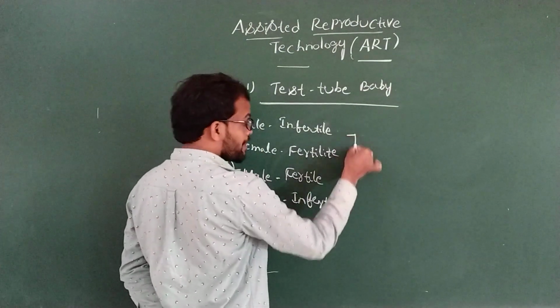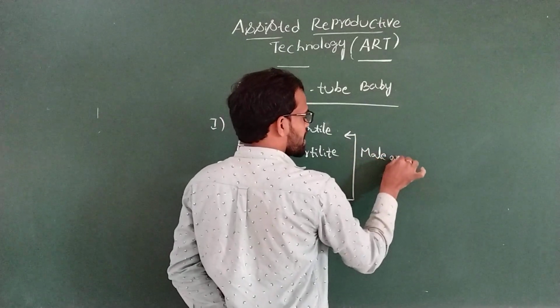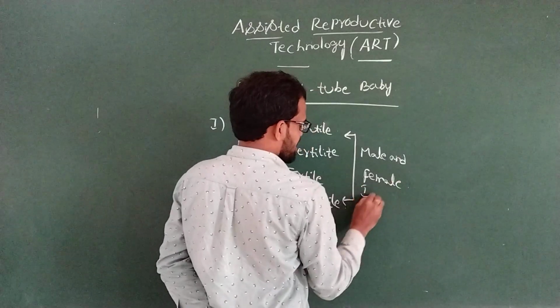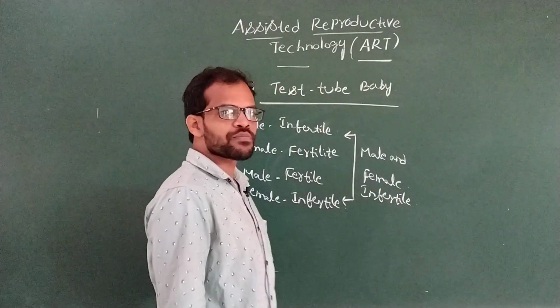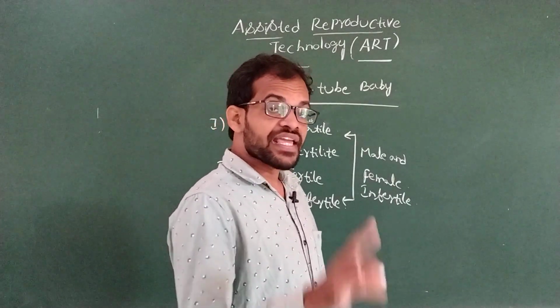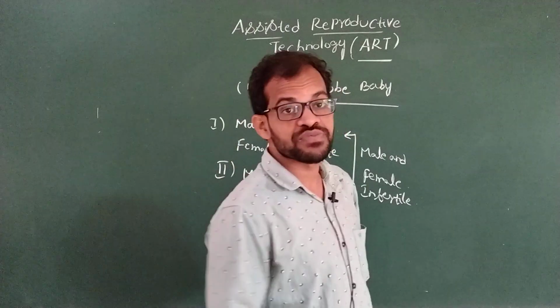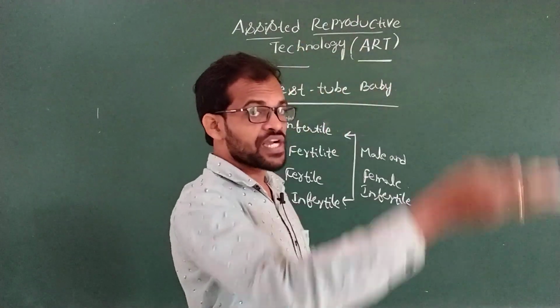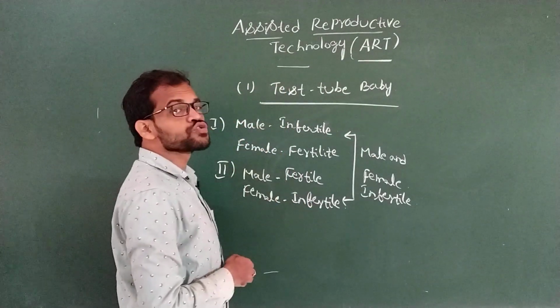Sometimes both male and female are infertile, meaning both are not producing sperm cells and egg cells. Again, they go to donors. A male donor gives sperm cells and a female donor donates egg cells. At that time, they are called test tube babies.